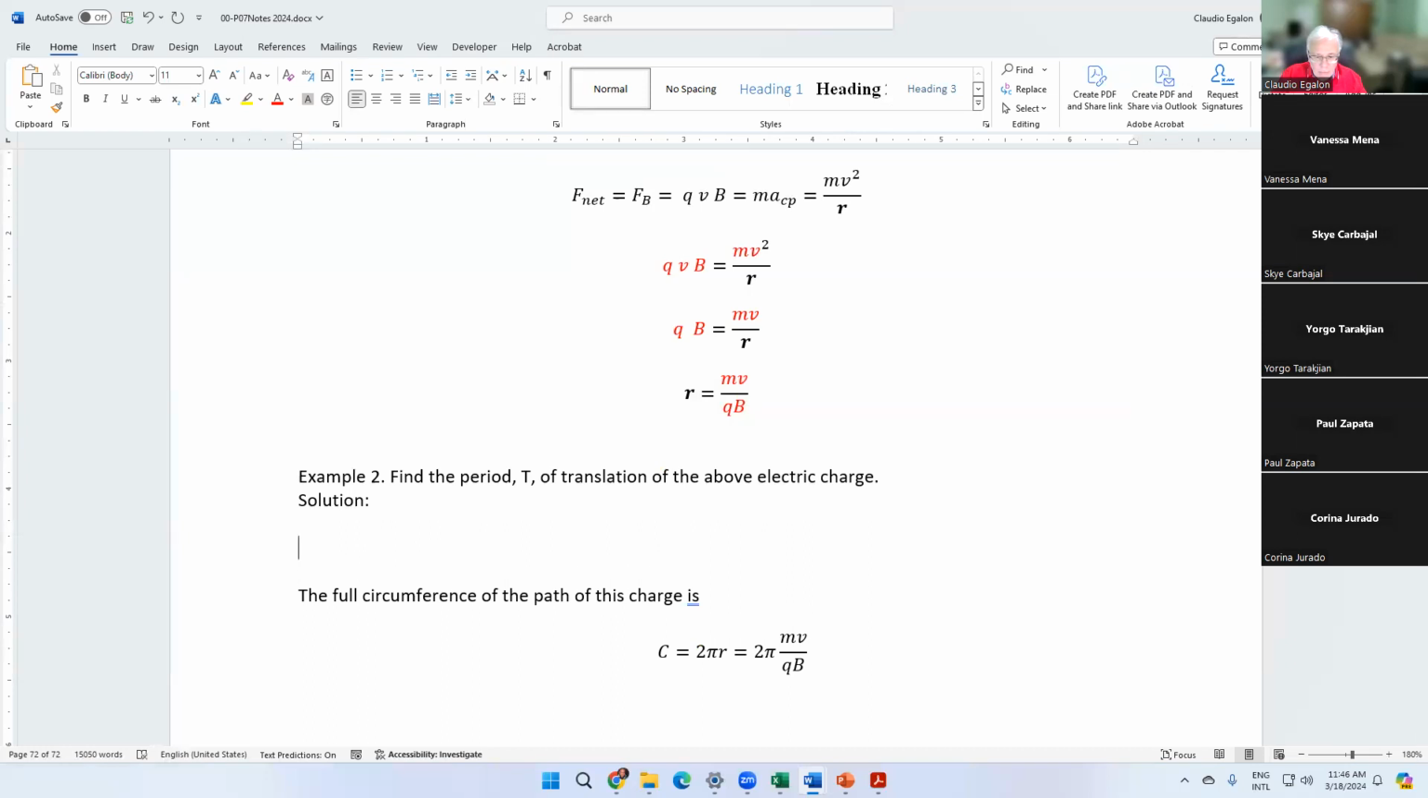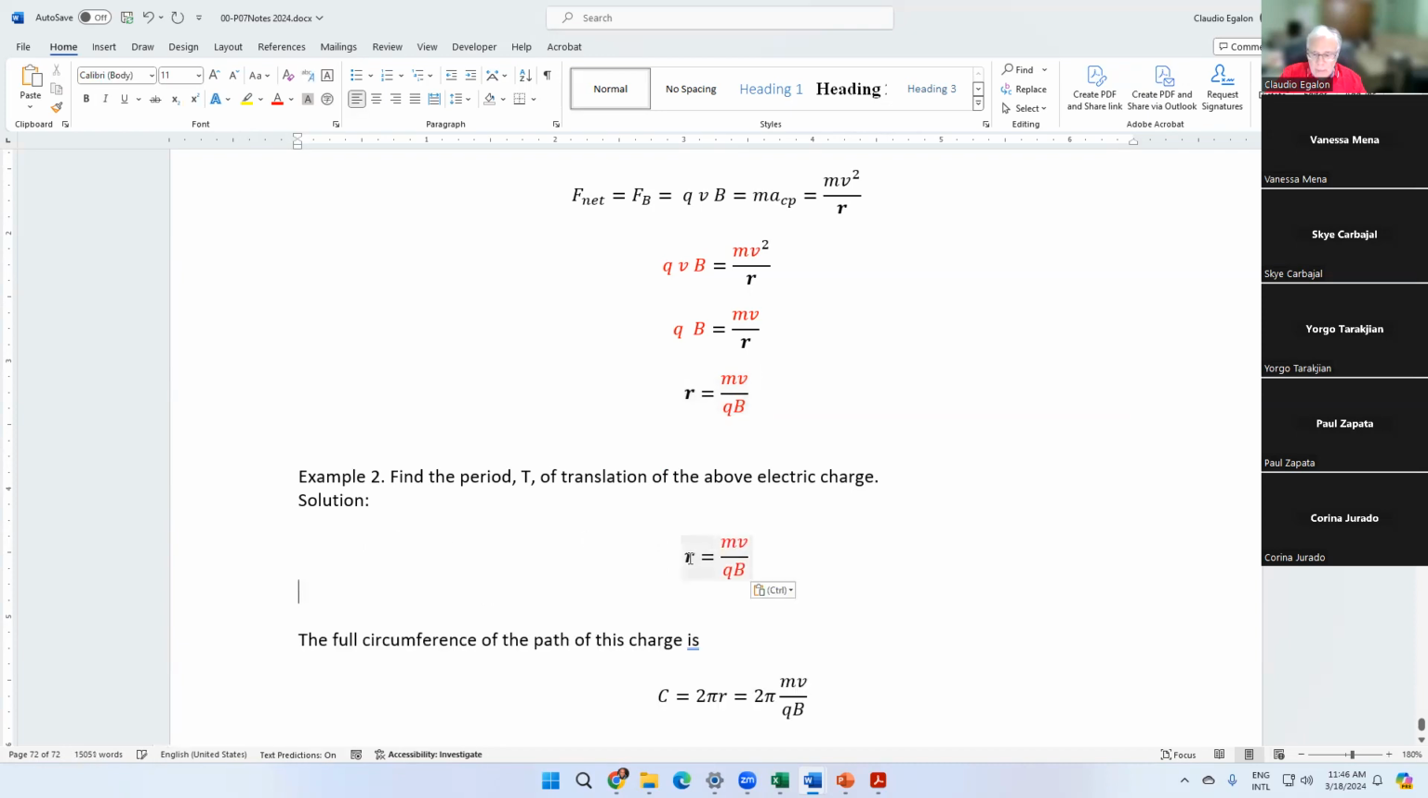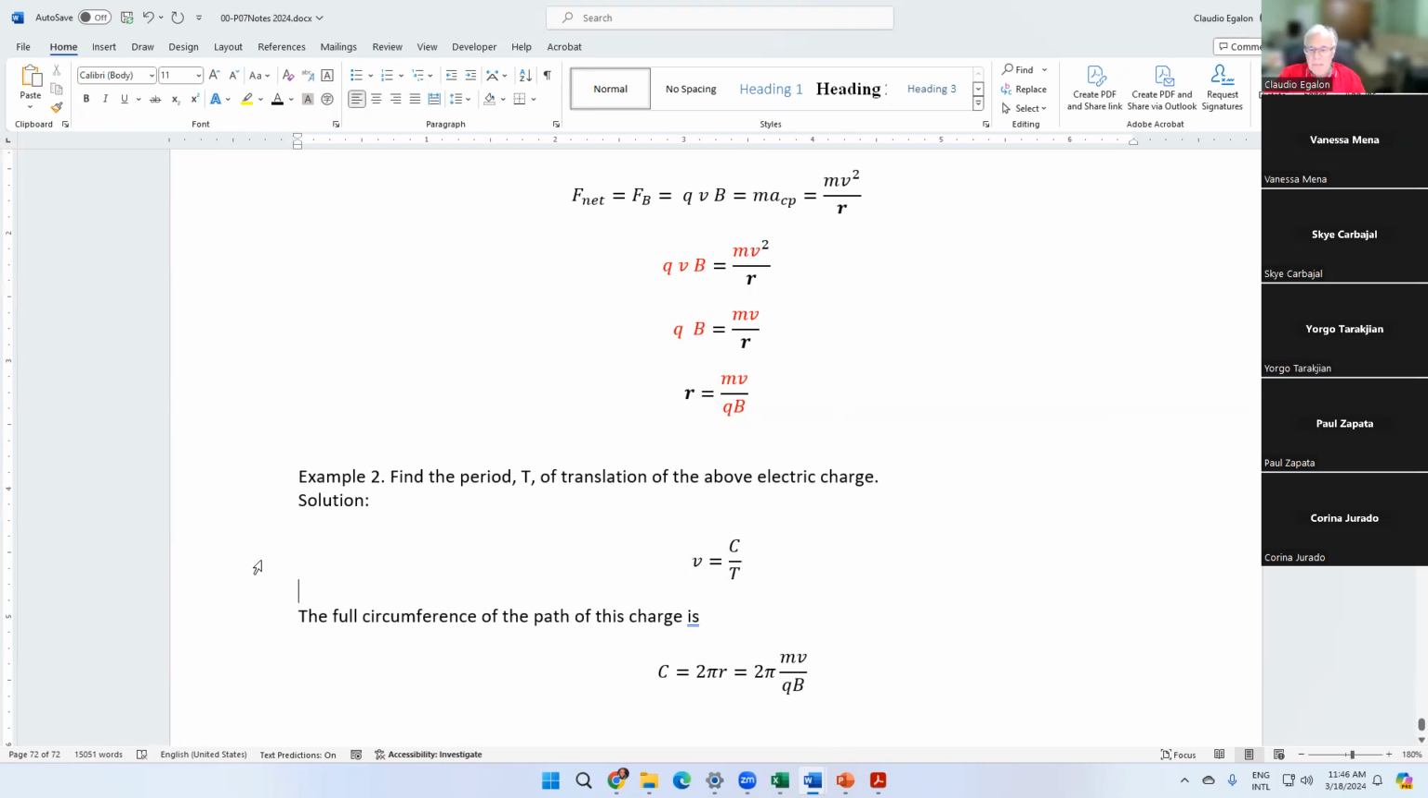So before we get to the full circumference, just remember that I'm going to write down here: V of a given particle is going to be the full circumference divided by the period, right? That's why I need the circumferential length of the particle. Full circumference is 2 pi r. We found that r is mv divided by qB.